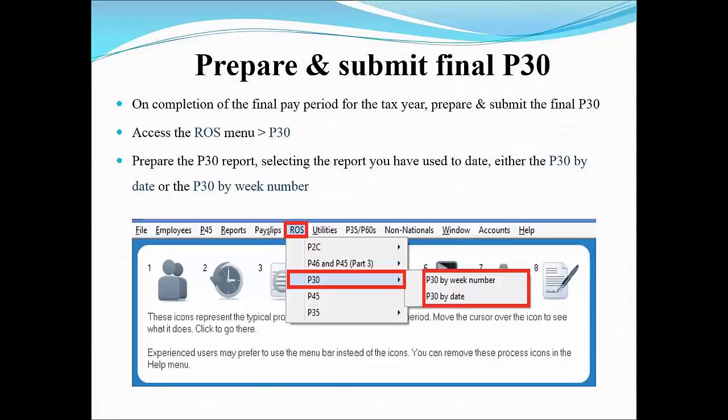Okay, so then if we just look at preparing and submitting the final P30. On completion of the final pay period for the tax year, you would prepare and submit the final P30. So you would access the ROS menu and P30, prepare the P30 report, selecting the P30 option that you have used to date for this tax year. That is either the P30 by date or the P30 by week number. So just stick with the P30s that you have been using so far this tax year.